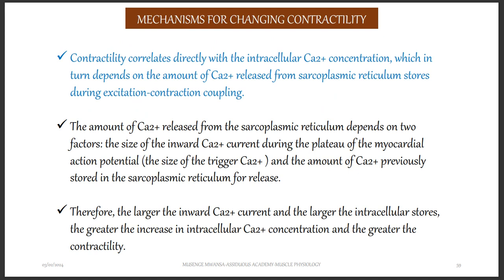The amount of calcium released from the SR is going to depend on the size of the inward calcium current during the plateau of the myocardial action potential and the amount of calcium previously stored. If you add more calcium in the sarcoplasmic reticulum, it means that you are going to be able to generate a greater contraction. And also how much calcium enters the cell from the outside will determine how much contraction is going to happen. So these two, calcium entering the cell and calcium being released from the sarcoplasmic reticulum, will determine how much contraction is going to happen.